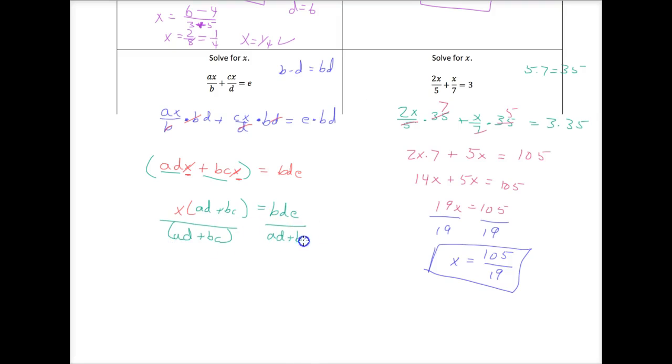Super, super messy. I have faith, though, that if I were to multiply this all up, we would get the answer. Here's a 1, a gigantic 1. Isn't that nice to see that gone? x equals bde over the quantity ad plus bc. Ta-da! Done.